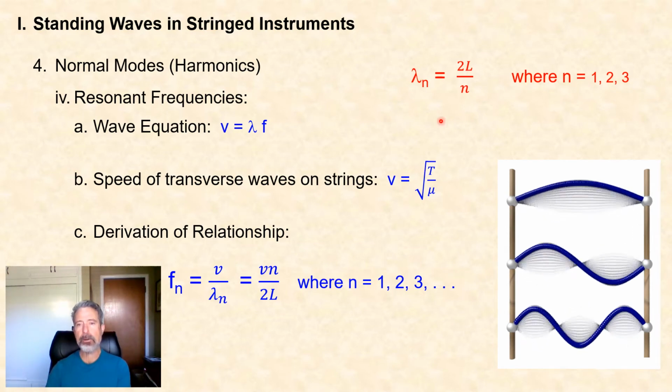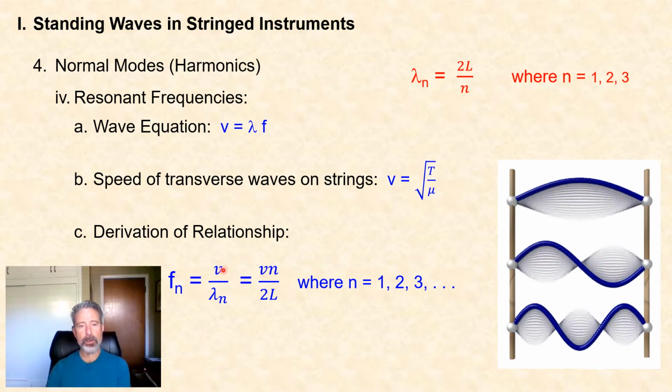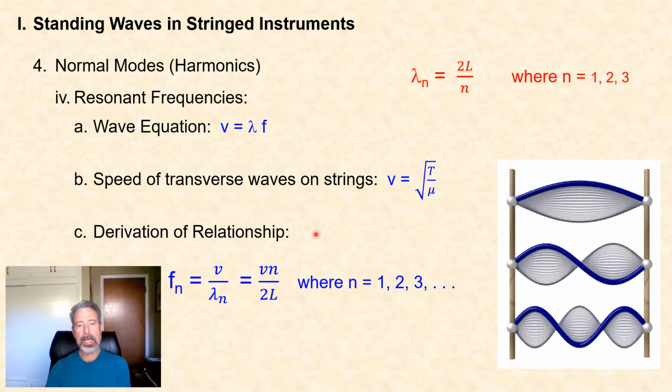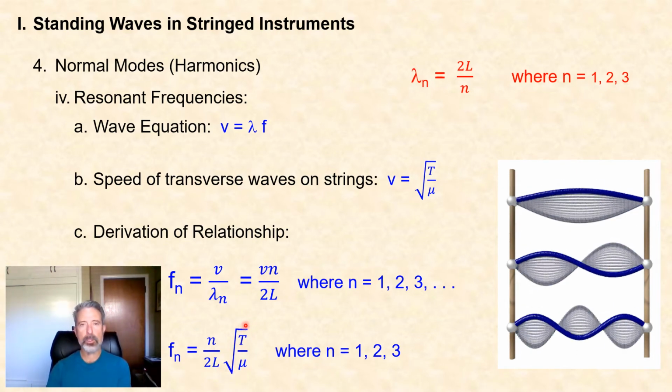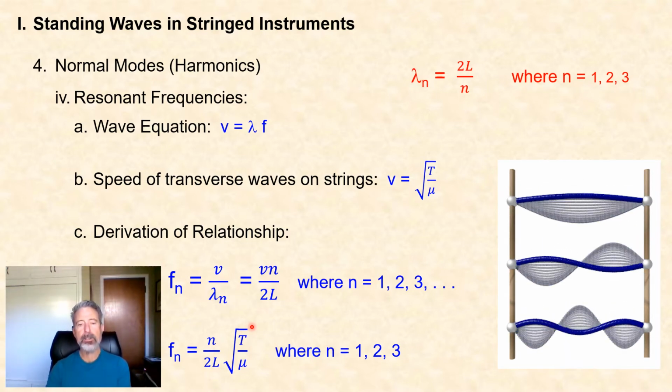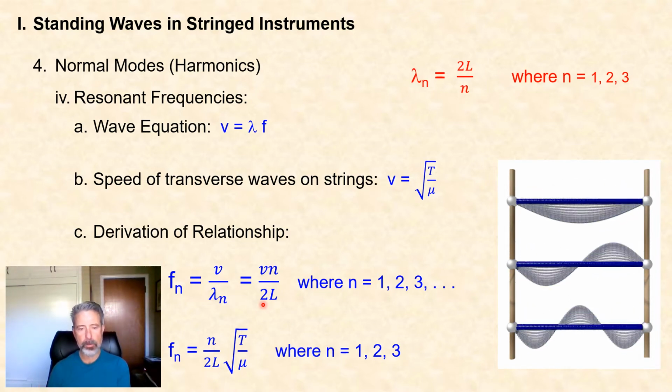So here we have our expression for the resonant wavelengths, these normal modes. When we make the substitutions here, the resonant frequency, the wave speed divided by lambda sub n, we'll write as v times n divided by 2L. We will now make the substitution for v, specifically for the speed of a wave traveling down a string that has tension in it. So here we have an expression for the various resonant frequencies.